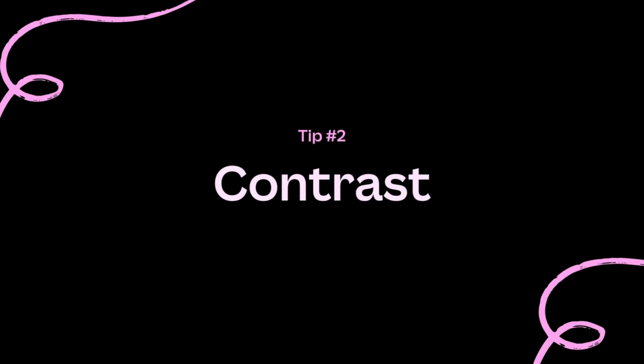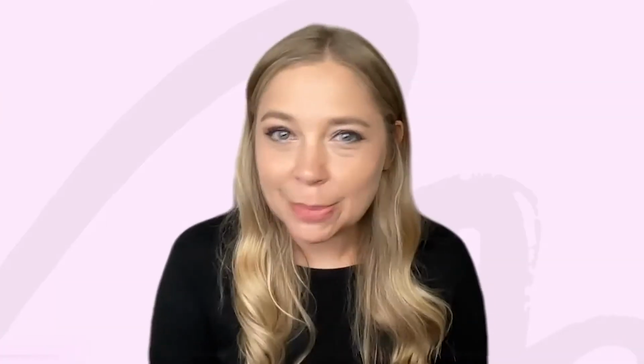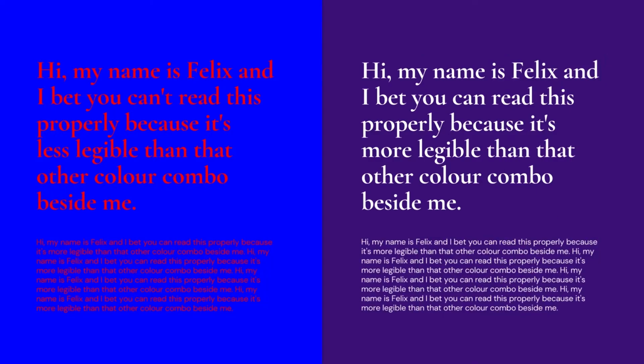Tip 2, contrast. Science makes pairing colors easy. But proper contrast is also important, especially when text is involved. Colors have tints and shades of light and dark. When your colors are all too bright or all too dark, it becomes difficult to read. They're fighting for dominance, which can really frustrate your audience.